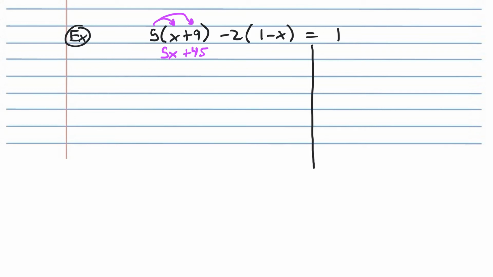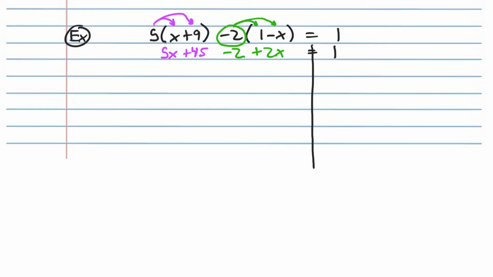Now let's do the second distribution. Again, that negative belongs with the 2, so make sure you distribute the entire piece. -2 times 1 gives you -2. And notice I'm just going to keep it in the same line as the previous one, the same line as the 5x and the 45. So -2, and then -2 times -x. Remember, negative times negative is positive, and 2 times x would give you 2x. And then bring down that 1 on the other side.